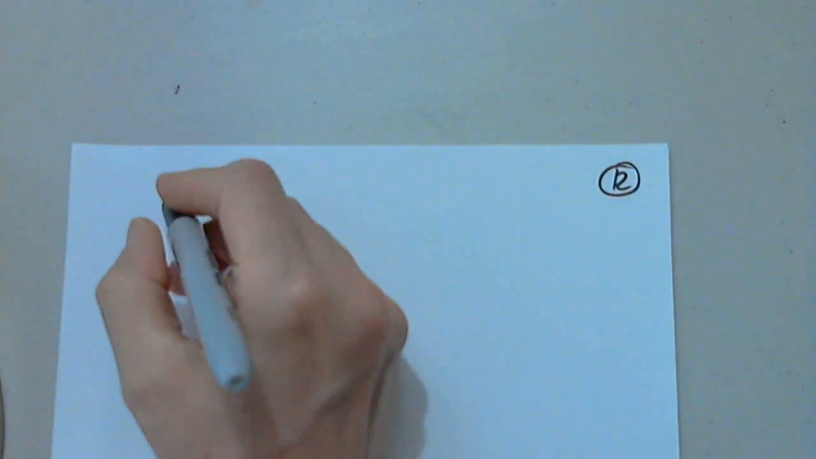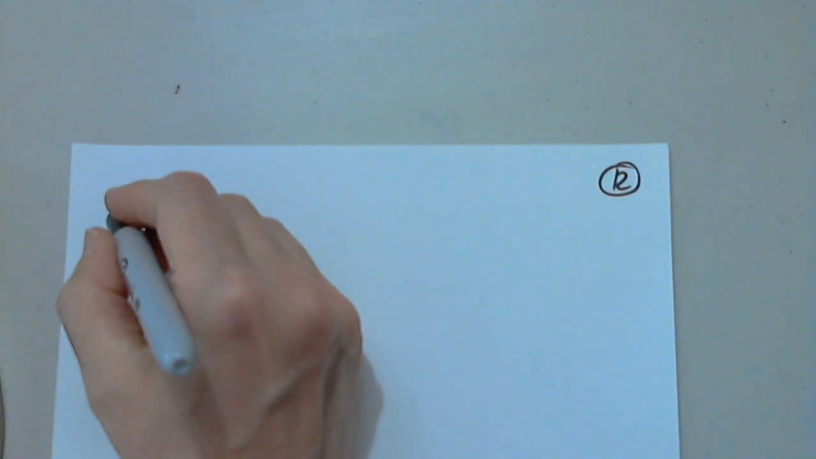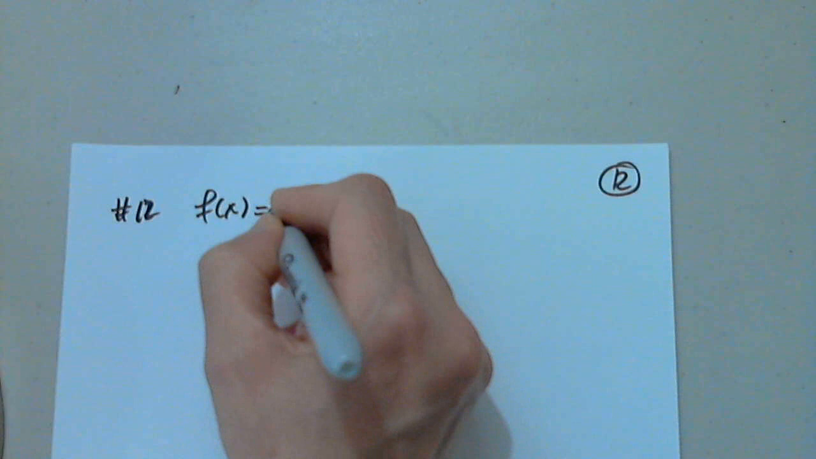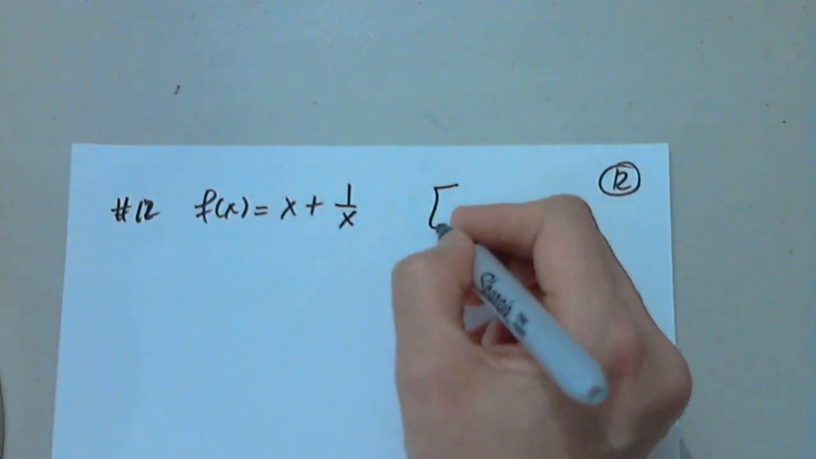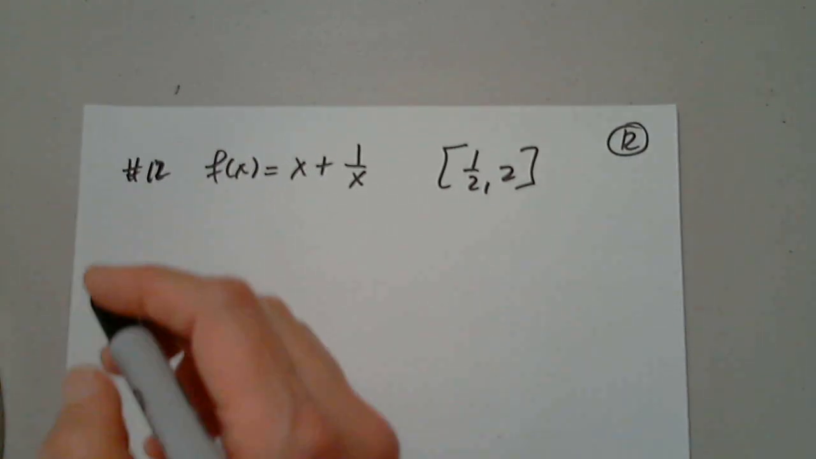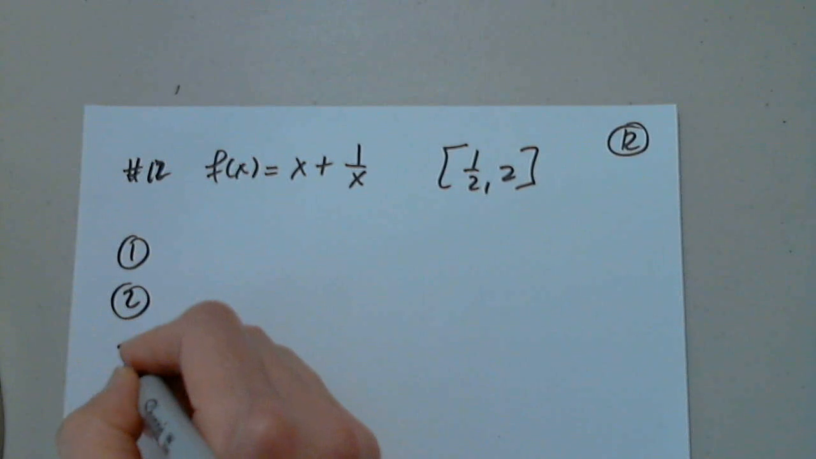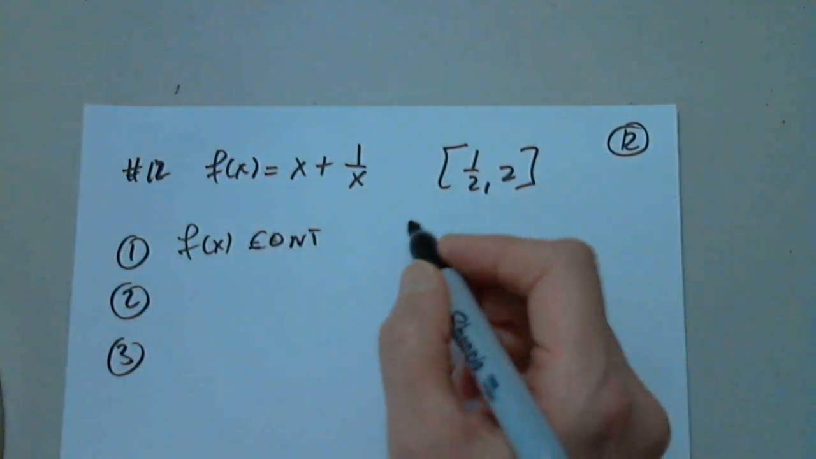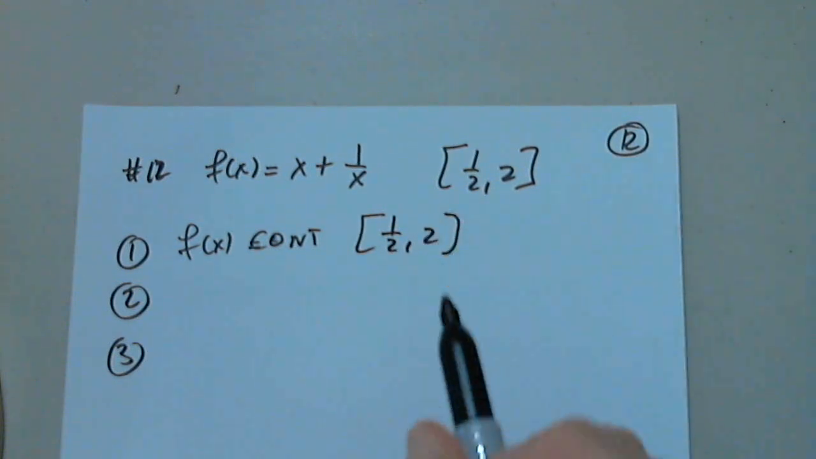Can we do 12 because it is a fraction? Sure. Number 12 here. So we have f of x equals x plus 1 over x, and the interval is 1/2 comma 2. Perfect. Okay, so number 1, number 2, number 3. Is f of x continuous on 1/2, 2?